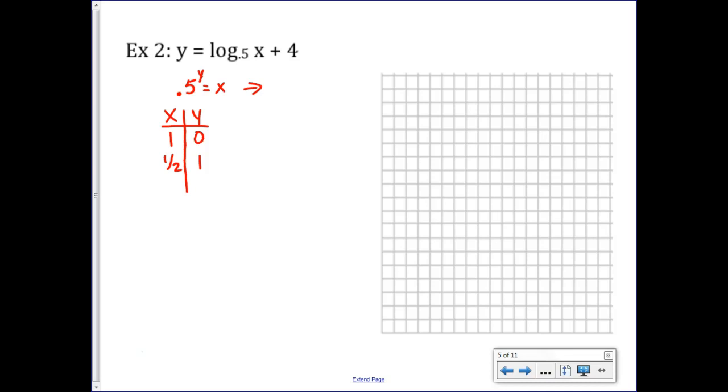So like 0.5 to the negative 1, if y is negative 1, 1/2 to the negative 1 flips that over. So that would be 2, if that helps you to see more points on there. We are not moving left or right, we are moving up 4. So our new (x, y) would be (1, 4). It would be (1/2, 5). And then it would be (2, 3), if you want to make that separate table.